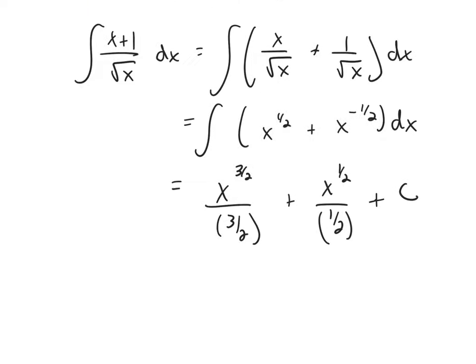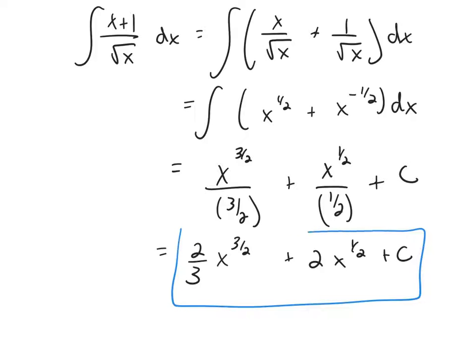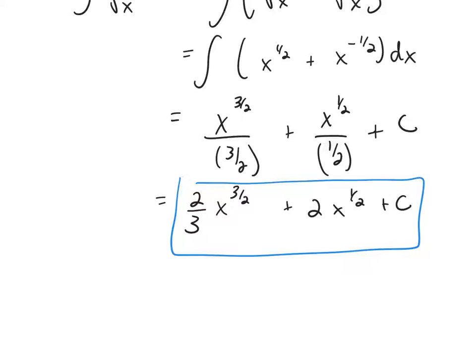So now if you want to, you could bring up your fractions. 2/3 x to the 3/2 plus 2 x to the 1/2 plus c. And there is my answer. So if you can, simplify what's inside of the integral so that you no longer have a quotient anymore.